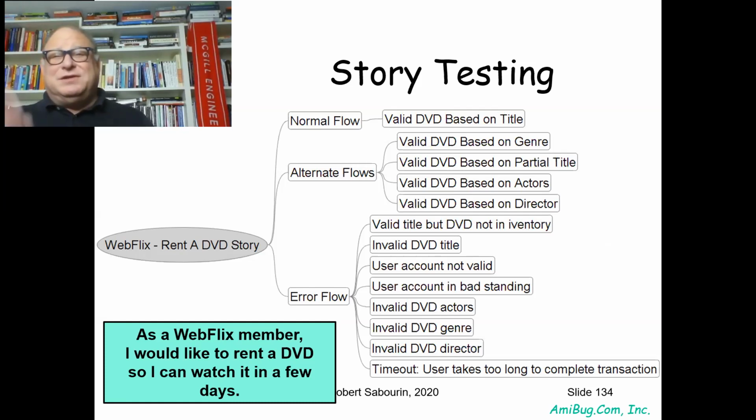So we don't have it, but yes, it's a real movie. It's a valid title, but it's not in inventory. Where we have an invalid title, someone's trying to rent a DVD with a title that is not an appropriate title, or it's not a real title, or it's not maybe coded right.